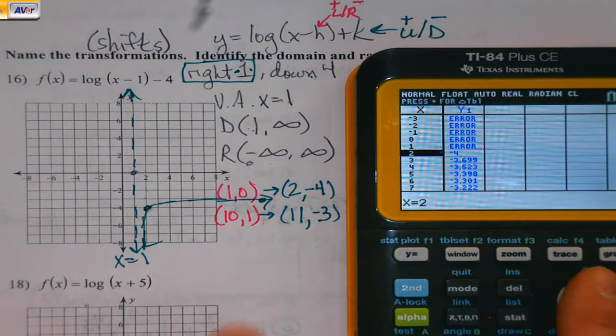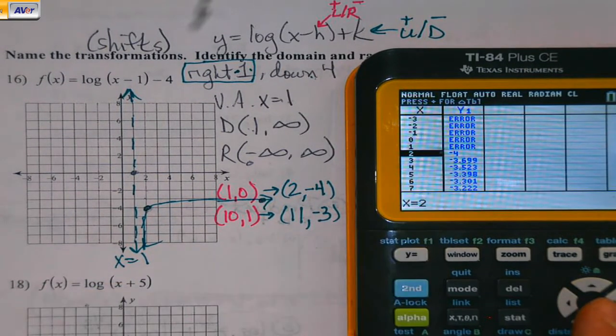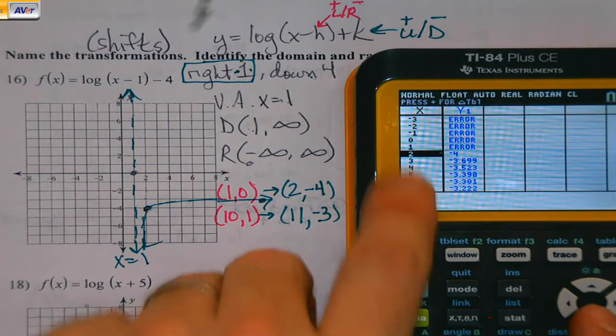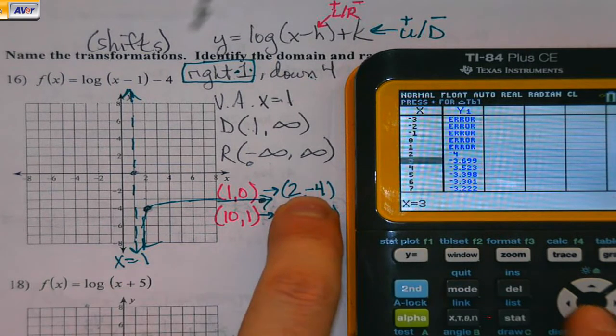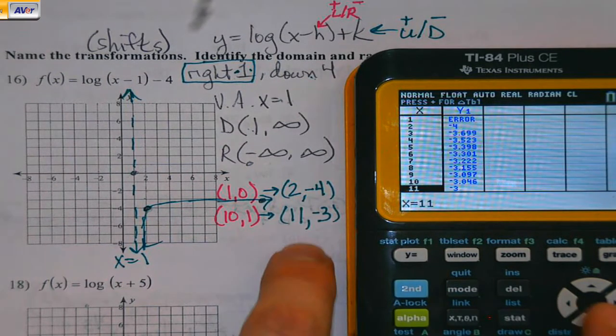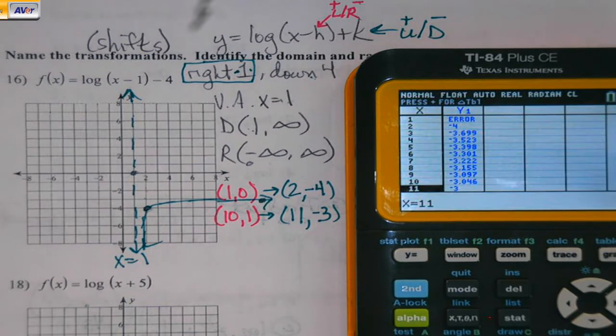Okay? Because what are you going to find in here? You're going to find there's going to be 2 points that have whole numbers. 2, negative 4. And 11, negative 3. I can always use the chart on the calculator. Okay? I have options.